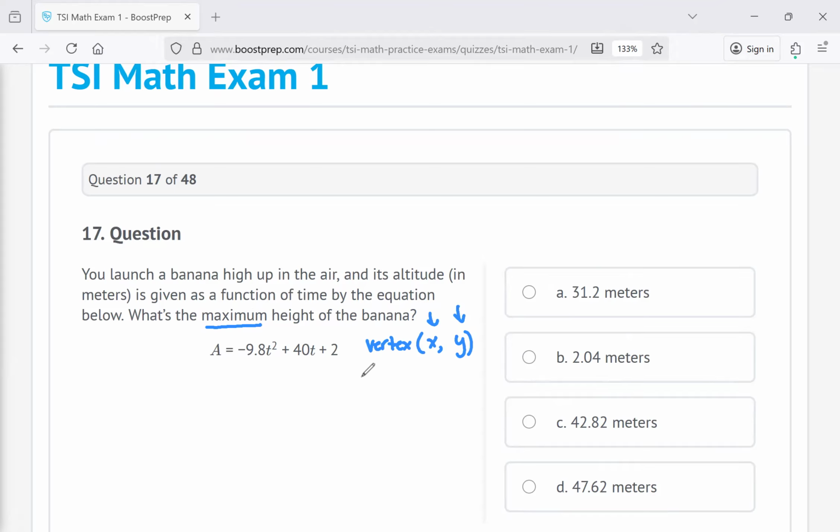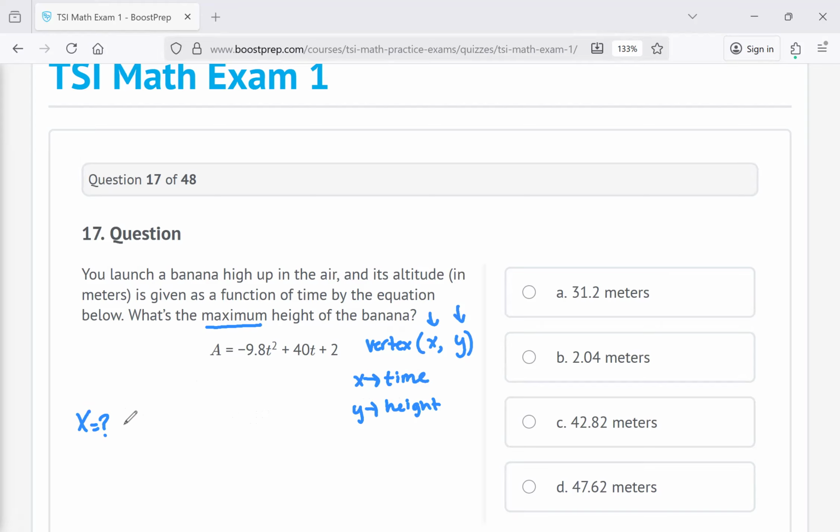So what is our x? Our x is related to time, and our y is related to height. So if you graph that, the x-axis will be time, and the y-axis would be height, right? Okay. So we agree that we're going to find the y value of the vertex. In order to find the y value of the vertex, you have to find the x value of the vertex.